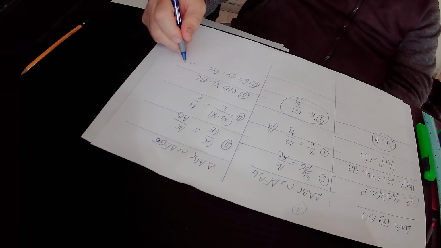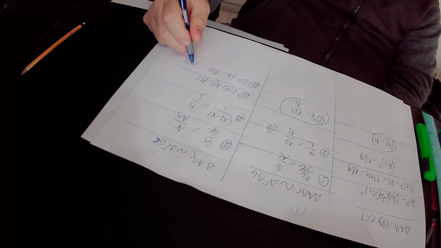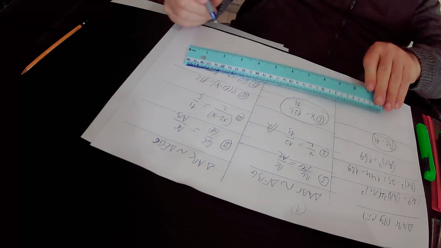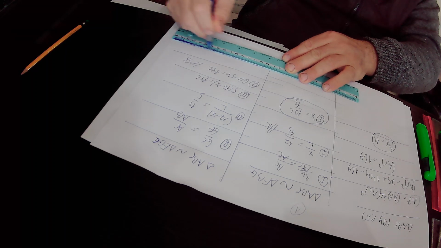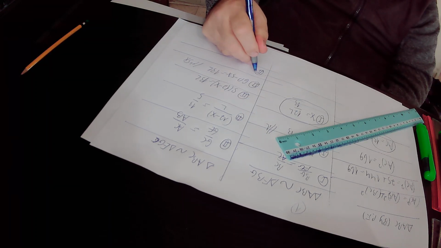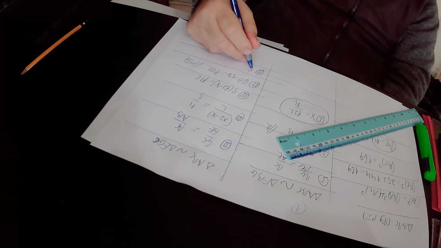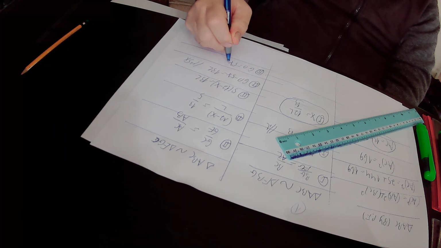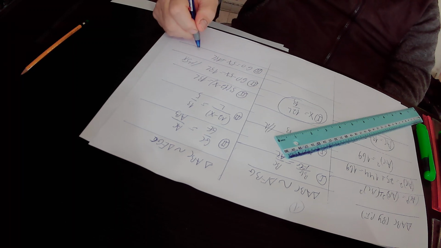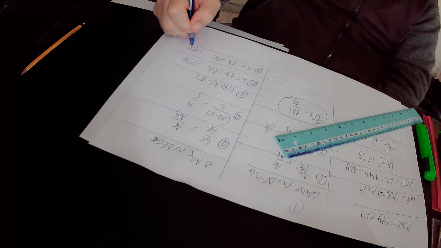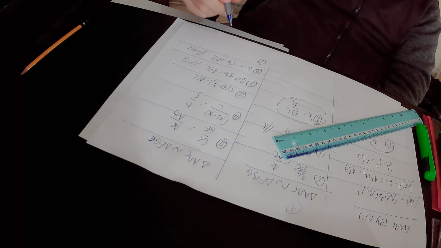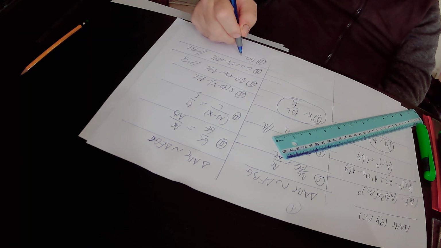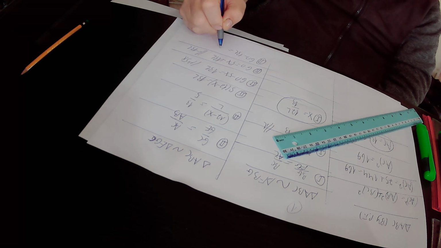Here we add 5x to equation 2, and we get that 60 equals 5x plus 13L. Here we subtract 13L from equation 2, and finally we get that 60 minus 13L equals 5x.